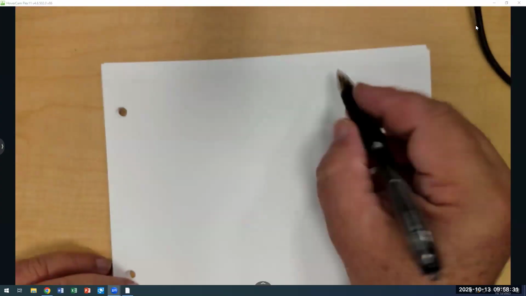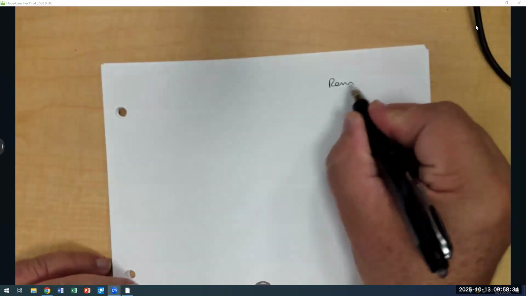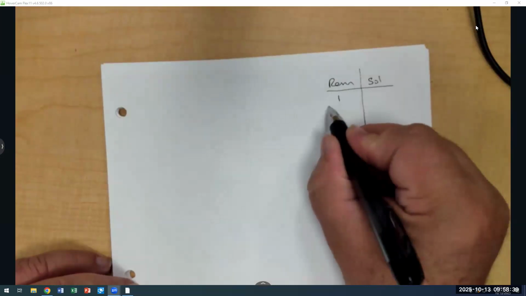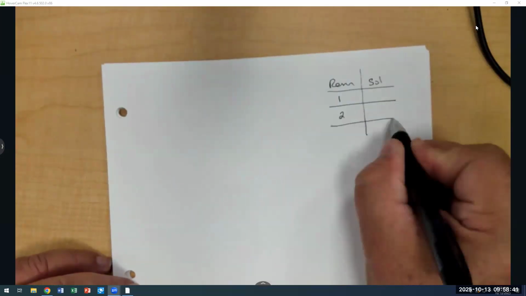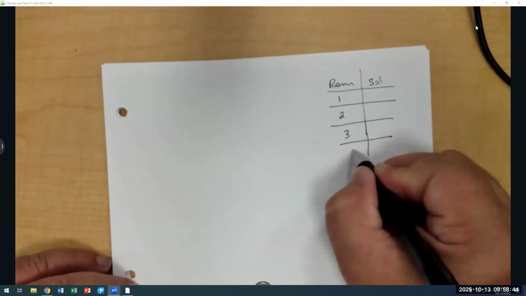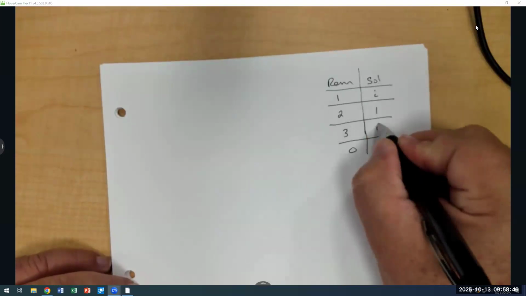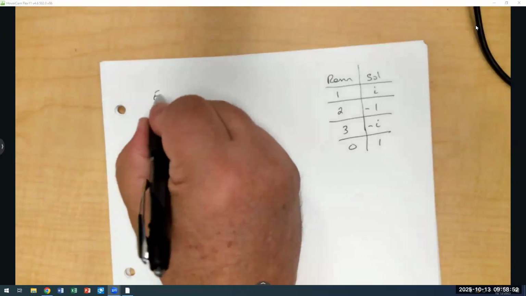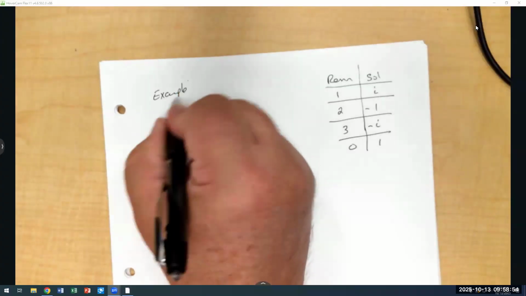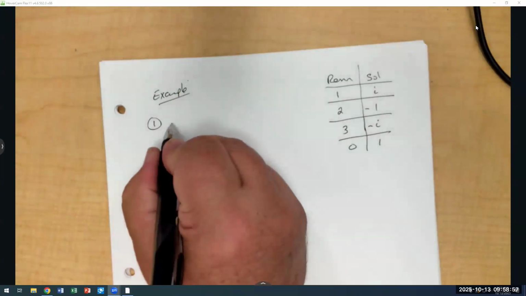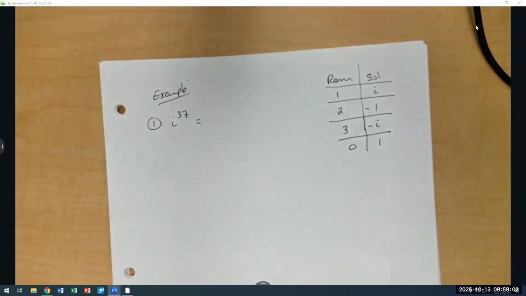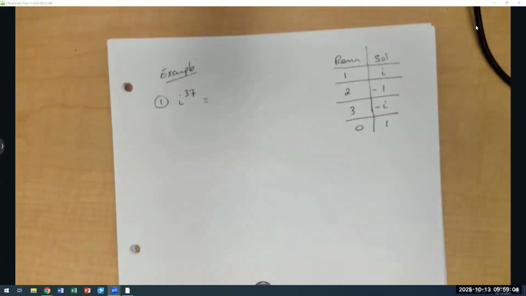All right, so let's look at some examples. So here's the remainders and the solution. So the remainder is 1, 2, 3, 0. I won, and the middle two are negative. So if I give you i to the 37, what would you give me? What would that equal?